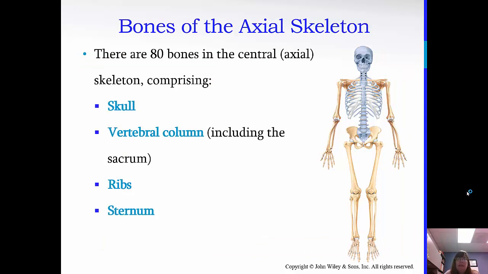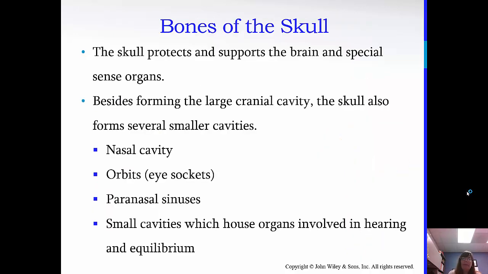Okay, so the axial skeleton is your central axis, so the skull, vertebral column, ribs, and sternum. The skull protects and supports the brain and special sense organs, so it's very important. Besides forming that large cranial cavity, it also forms several smaller cavities. So you have the nasal cavity in your nose, the orbits, which are your eye sockets, the paranasal sinuses, which are kind of up here. And they're small cavities that house organs involving hearing and equilibrium as well. So you have sinuses within your skull, and part of what sinuses do is actually lighten your skull. So that's very helpful because we carry our skull up all day long pretty much.